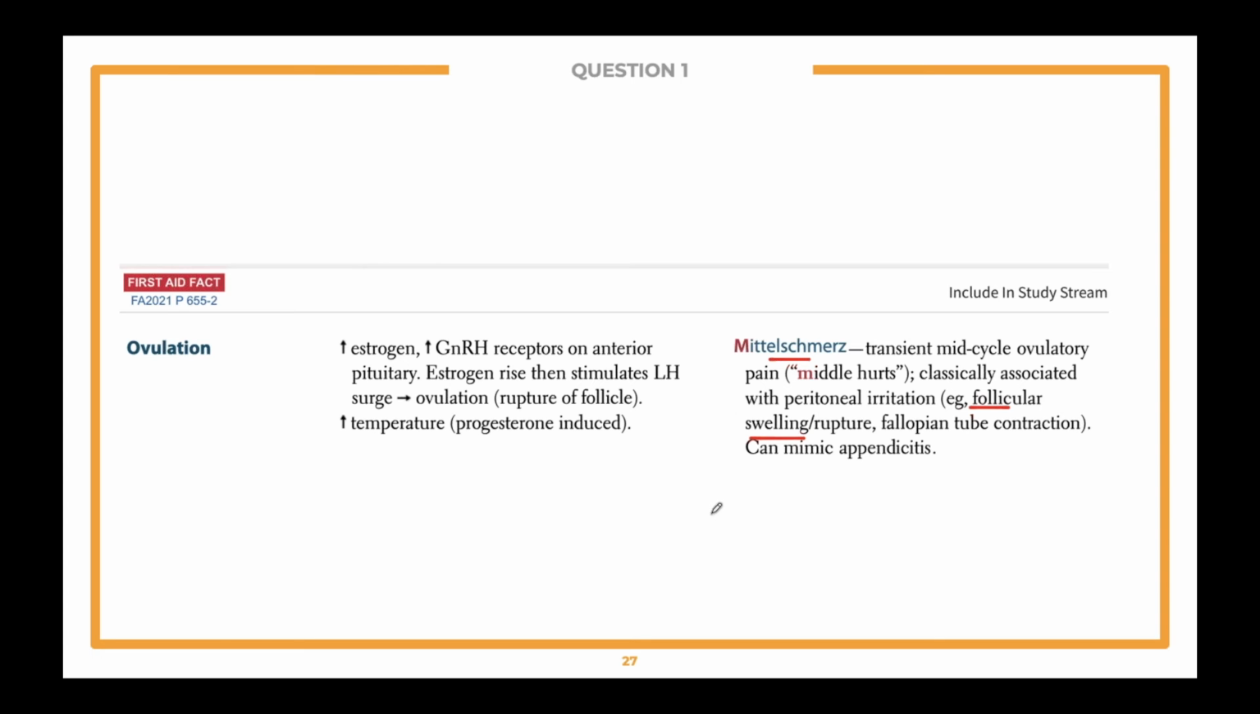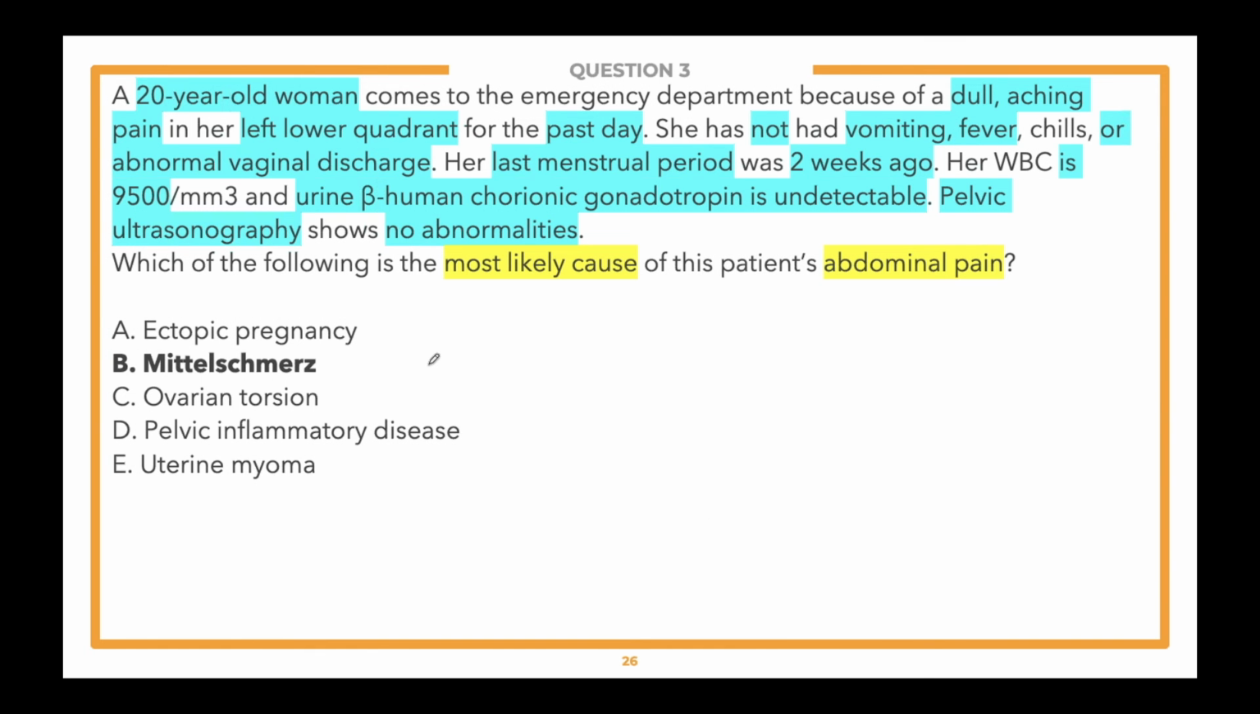If we take a look at the other answer choices, you can see that those can be ruled out. Uterine myoma, or a leiomyoma, or a fibroid, that would be most likely detected on an ultrasound. Pelvic inflammatory disease, again, we would expect vaginal discharge, fever, chills, and probably maybe more bilateral than unilateral. Ovarian torsion, that's a very severe pain, a surgical emergency, and you can detect that on ultrasound, which would show decreased blood supply to the ovary. Okay. Then lastly, ectopic pregnancy, very unlikely because the beta HCG is undetectable. So great job with this question as well.